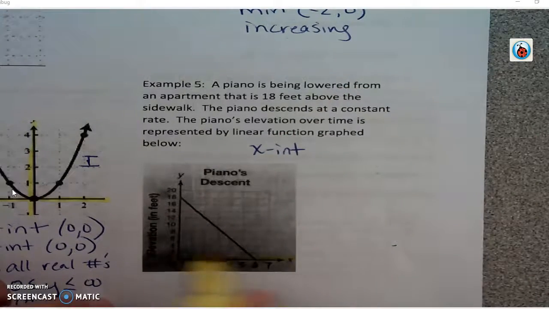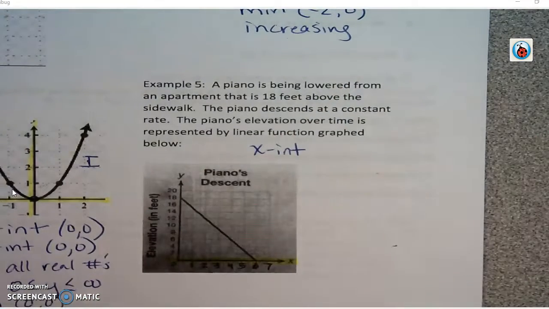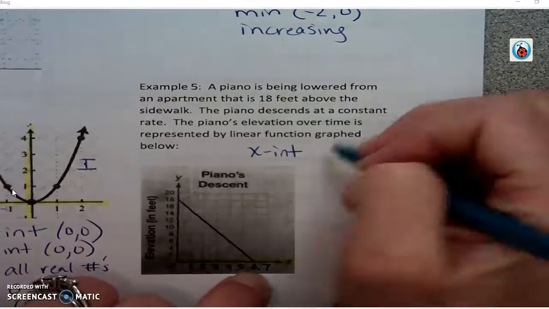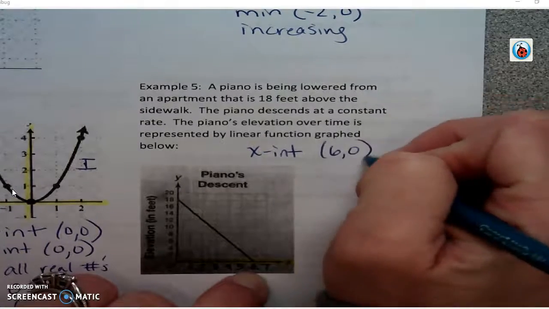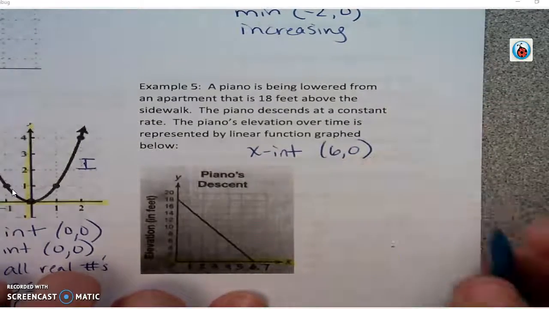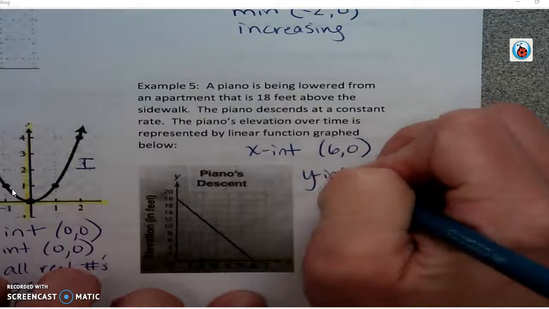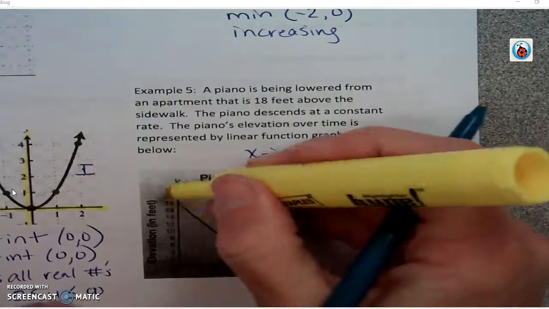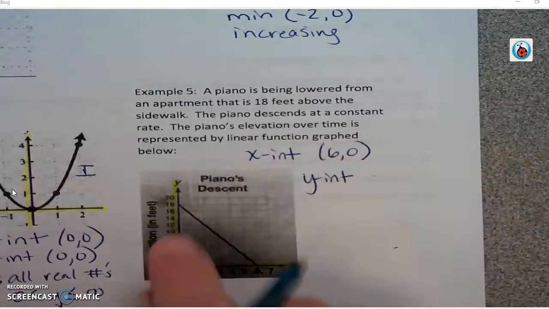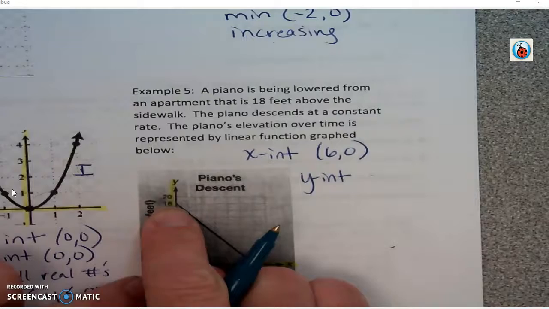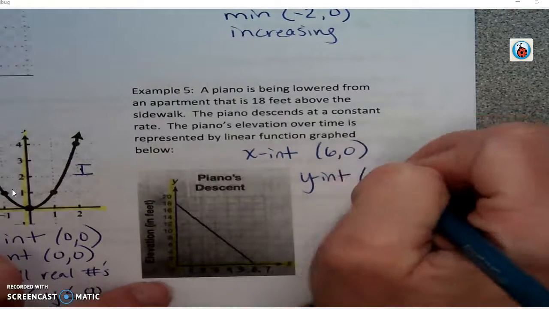Here's your x-axis. I know those numbers are hard to see, but that is a 6, and you write that as (6, 0), a 0 for the y-coordinate. The y-intercept is where it intersects the y-axis, so that would be over here, and that is at (0, 18).